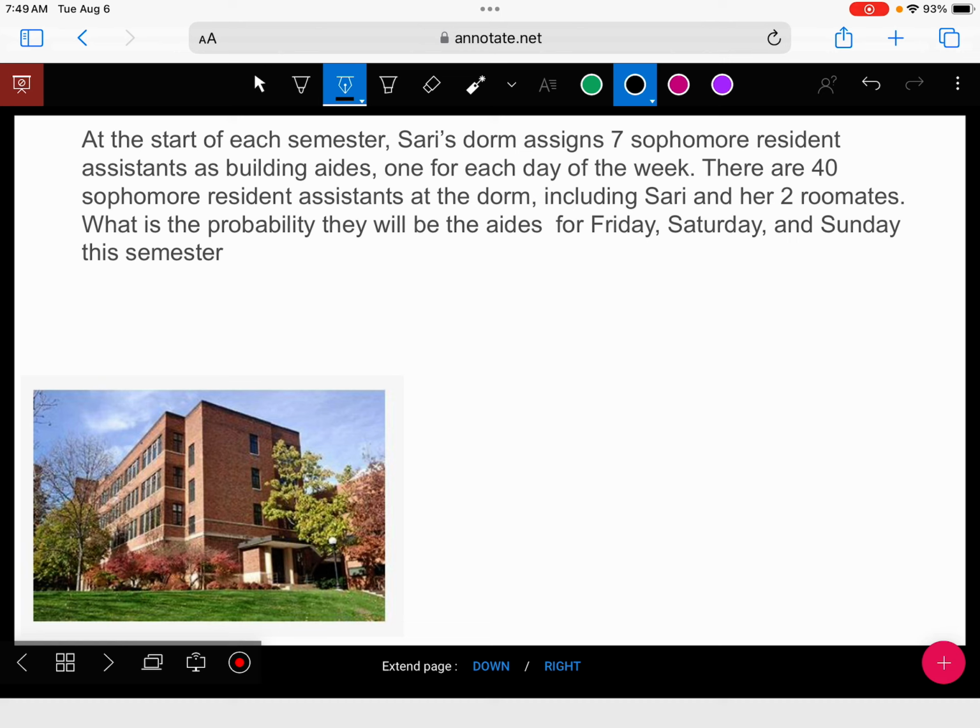So we're doing this as a permutation because she wants to know if it's going to be her and her 2 roommates. Because she's saying order's important there. She wants Friday, her roommates want to know. So we're going to do this as a permutation, which we know mostly because I haven't showed you the other one yet.